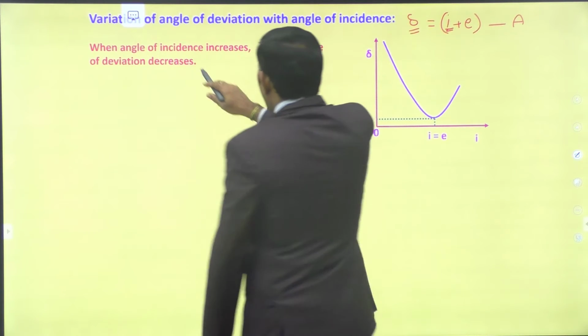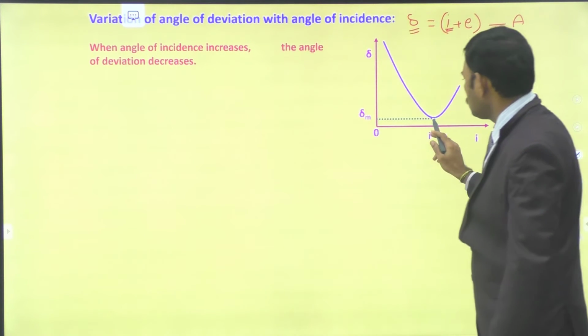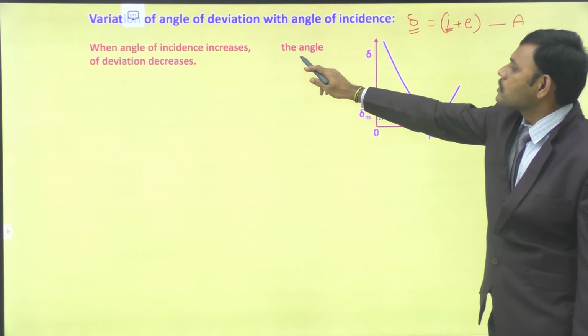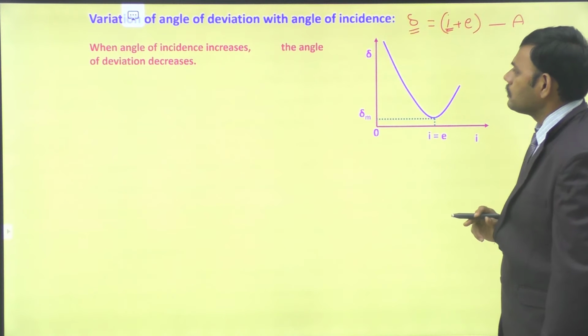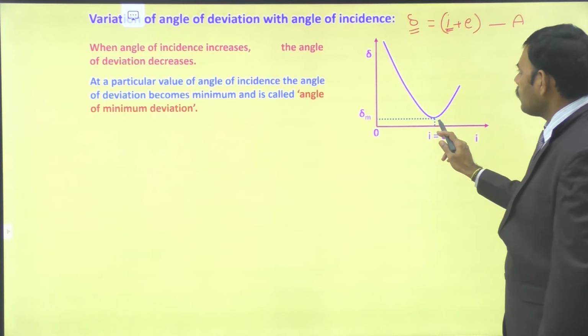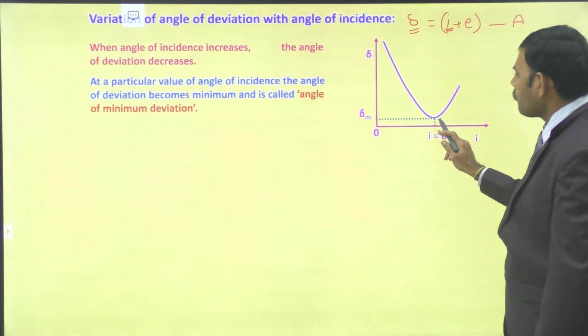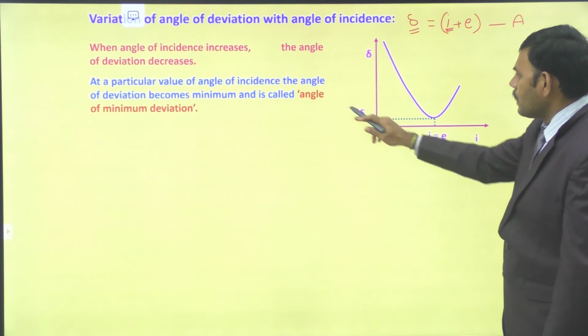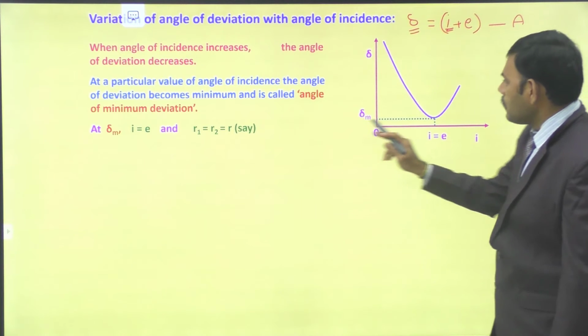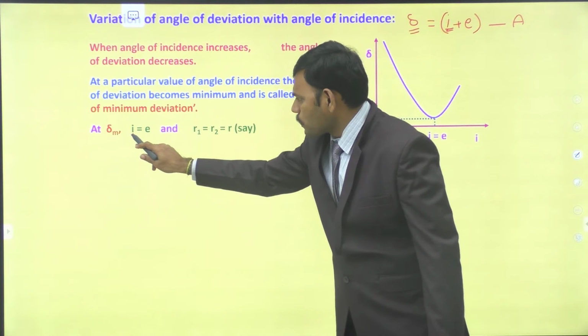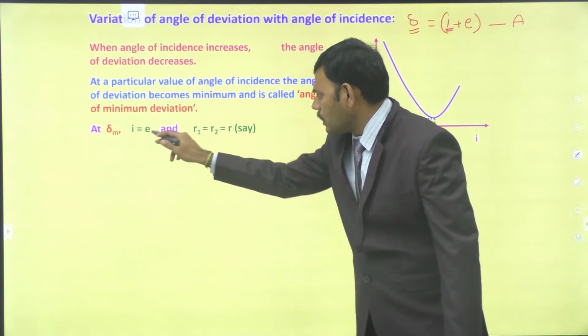So when the angle of incidence increases, see the graph and conclusions mentioned here. When the angle of incidence increases, the angle of deviation goes on decreasing. At a particular value of angle of incidence, the angle of deviation becomes minimum and is called the angle of minimum deviation. At that minimum deviation, from the graph, it is possible when I is equal to E.